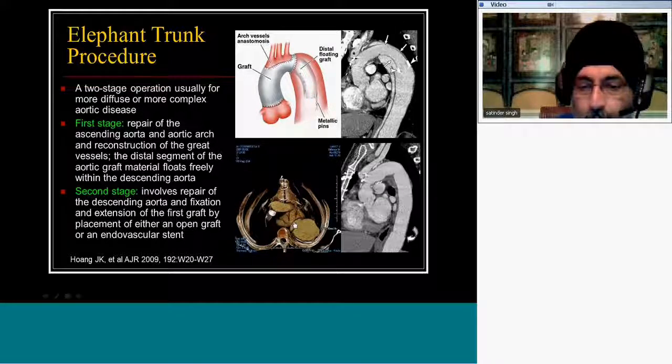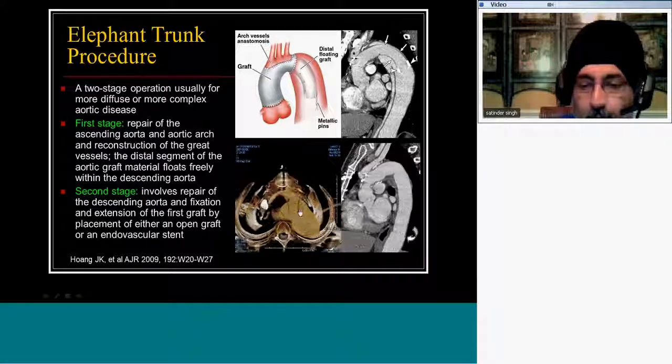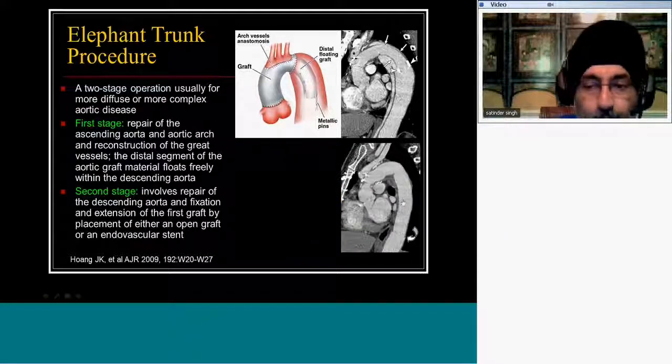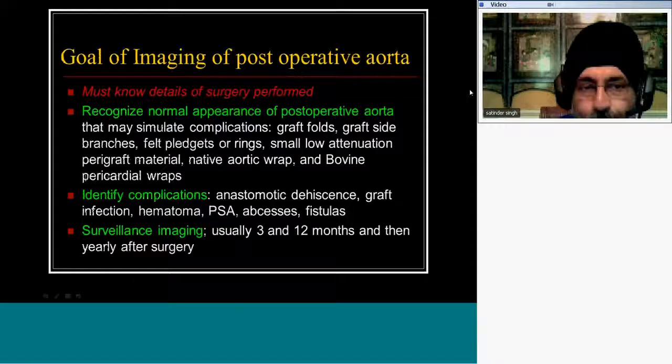Here is a movie of a patient with a dissected aneurysm. You can see the native dissection of the descending aorta, and these two limbs are the elephant trunk limbs which are hanging into the diseased vessel. The second stage will then involve repairing the rest of the descending aorta, either with a stent graft attaching to these two limbs or completing the repair with the open procedure.